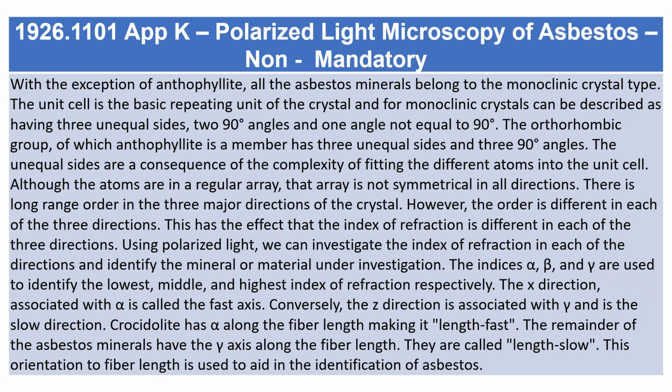The indices alpha, beta, and gamma are used to identify the lowest, middle, and highest index of refraction respectively. The x direction, associated with alpha, is called the fast axis. Conversely, the z direction is associated with gamma and is the slow direction. Crocidolite has alpha along the fiber length, making it length-fast. The remainder of the asbestos minerals have the gamma axis along the fiber length. They are called length-slow. This orientation to fiber length is used to aid in the identification of asbestos.